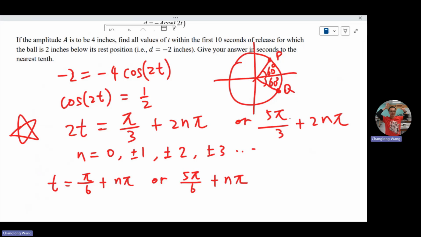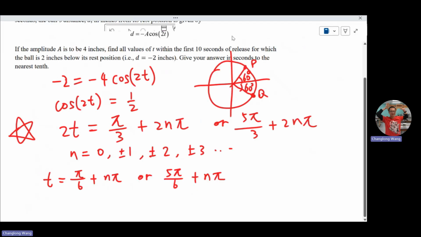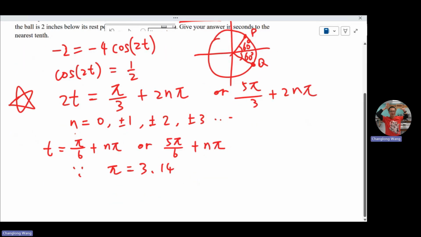So now, are we ready to get all the solutions they want? Because I want the t to be within the first 10 seconds. I divide by 2, then you get 5 or 6. So I need 10 seconds. I need decimals, right? I need this to the 10th. You said, I don't see any decimals. But what is pi? Pi is 3.14. Okay, so basically you get t equals, then you do the math.